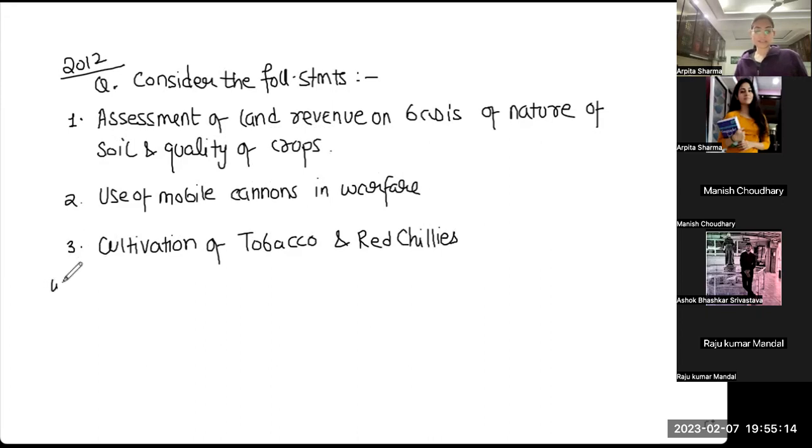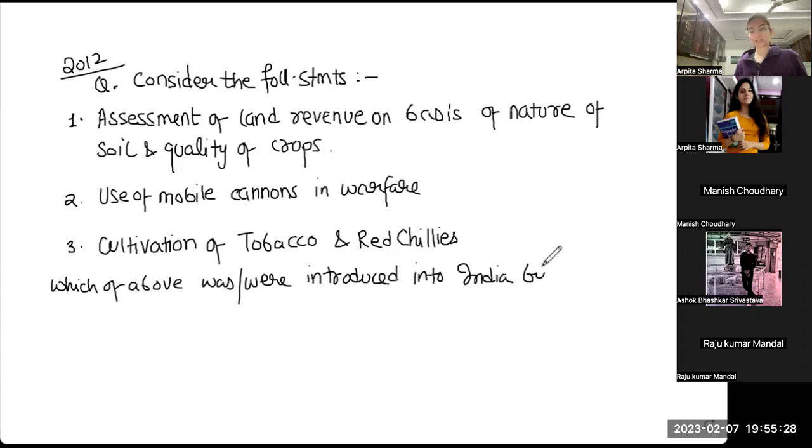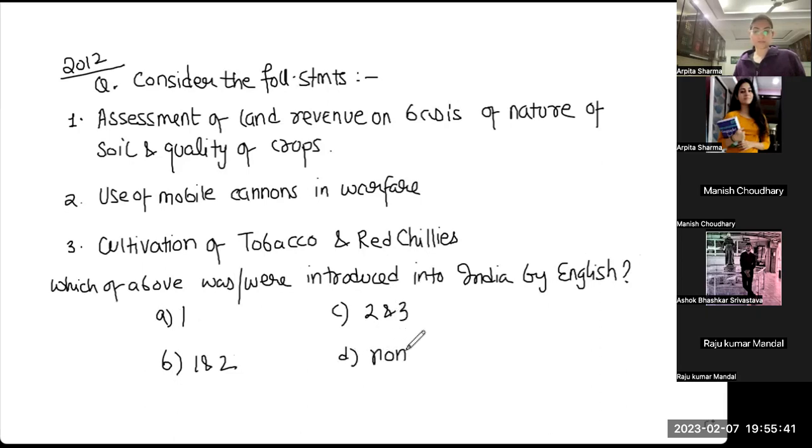Now the question is, which of the above was or were introduced into India by the English? English here means the Britishers. Option A, 1 only. Option B, 1 and 2. Option C, 2 and 3. Option D, none of the above. Very easy. Use the elimination technique quickly.